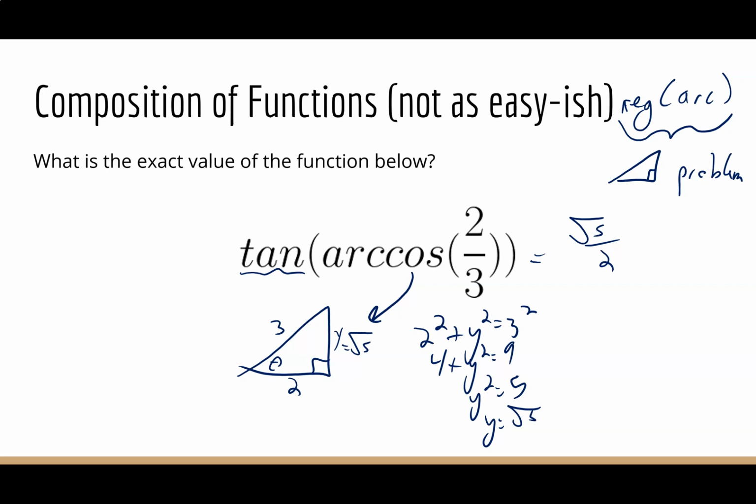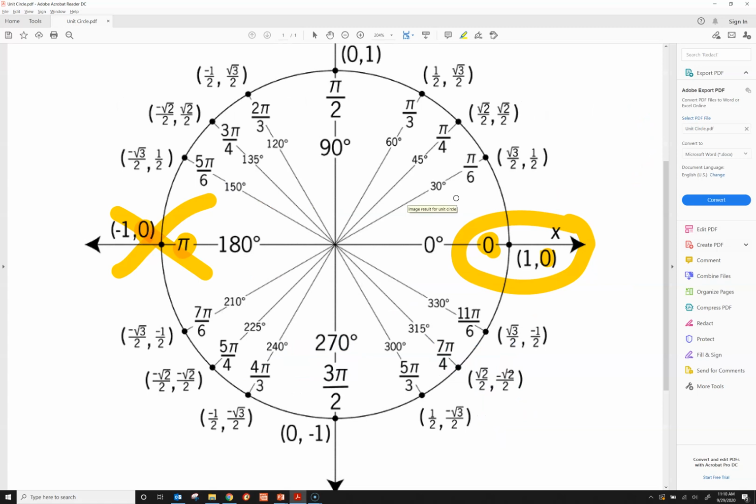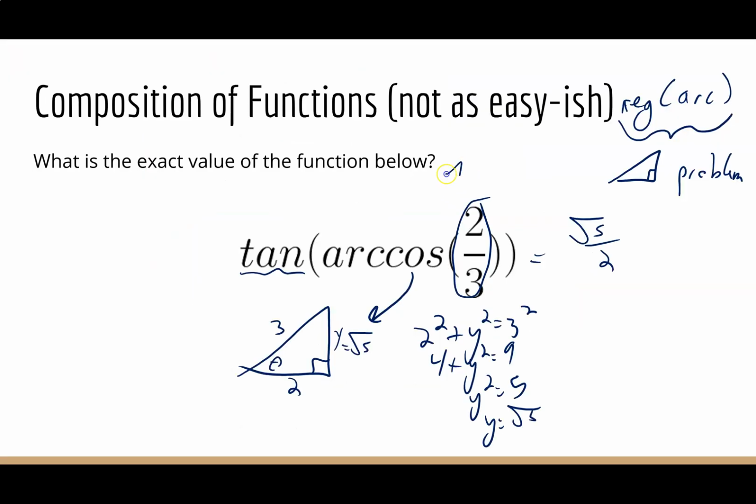So arc cosine is restricted to the quadrants 1 and 2. Of those 2 quadrants, well, this fraction is positive, and cosine is positive only in the first quadrant, becomes negative in the second quadrant. So a positive arc cosine means first quadrant. So our answer is going to stay positive. If we were in the second quadrant, if that were negative 2/3, it would be negative square root of 5 over 2.